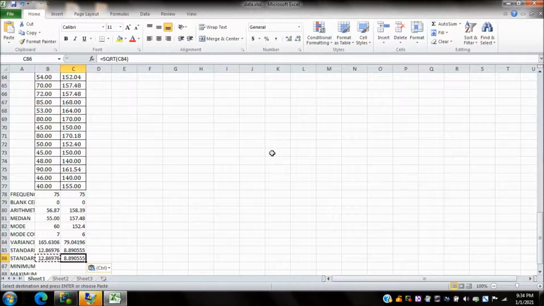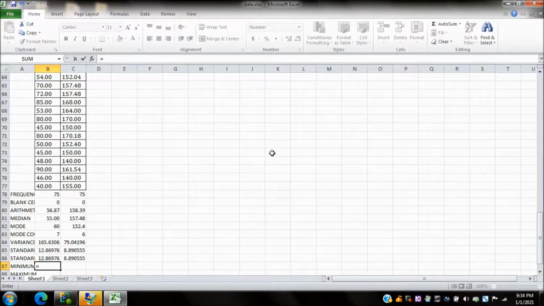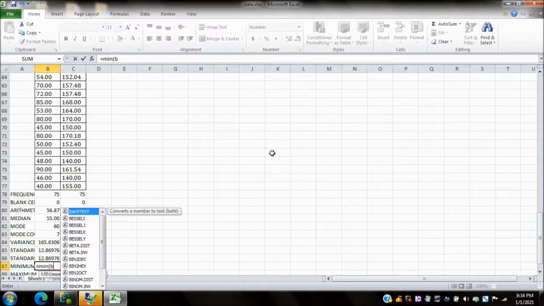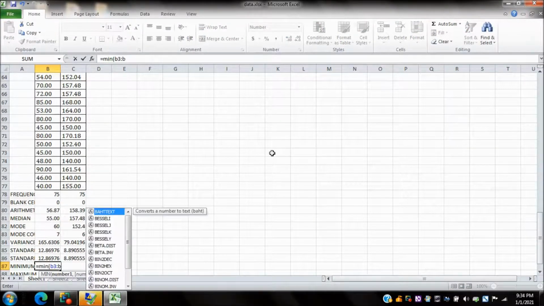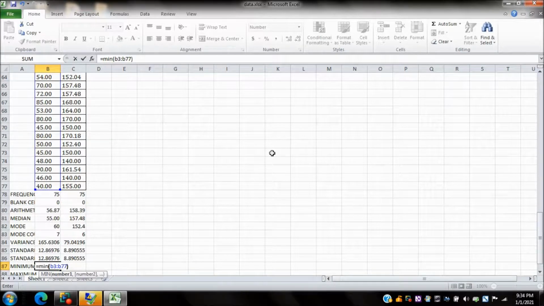Next is to find the minimum, or the lowest score or datum in the distribution. So here in B87, I'm going to input the formula for finding the minimum, which is equals MIN and the cell range. MIN, left parenthesis, D3 colon D77, right parenthesis.